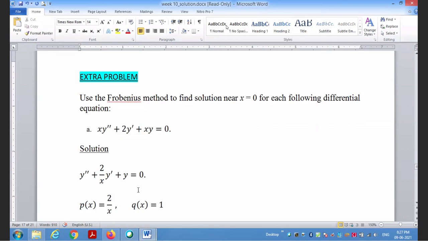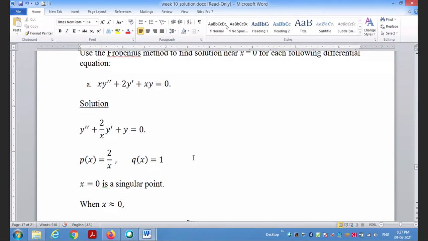So again, we have to prove that x equal to 0 is a regular singular point. We do as before. We divide all terms by x. That means from here we know that px equal to 2 over x, and qx equal to 1. qx is constant. So now, when x equal to 0, px becomes what? It's not analytic, it is undefined when x equal to 0. So x equal to 0 is a singular point. Either one, not both.